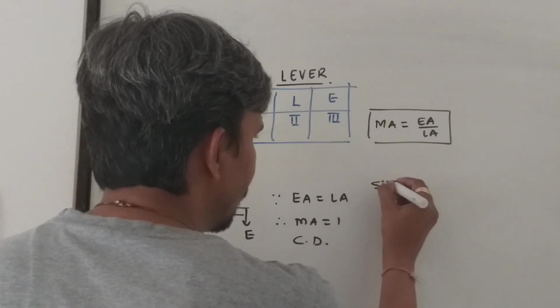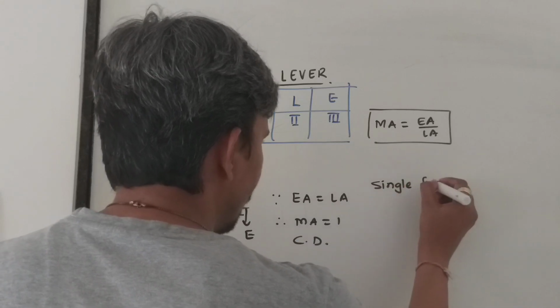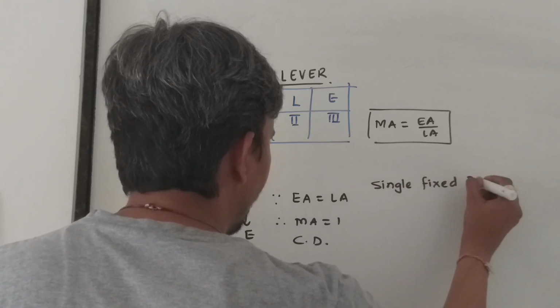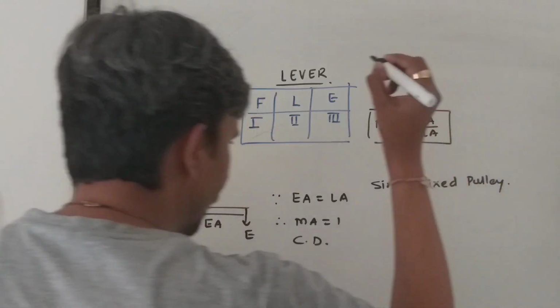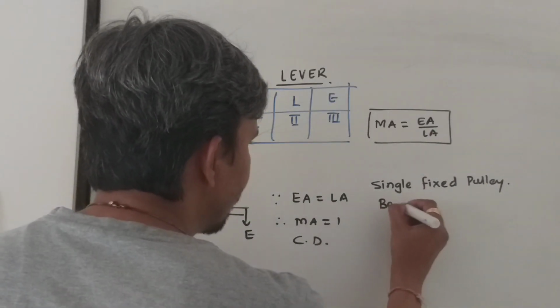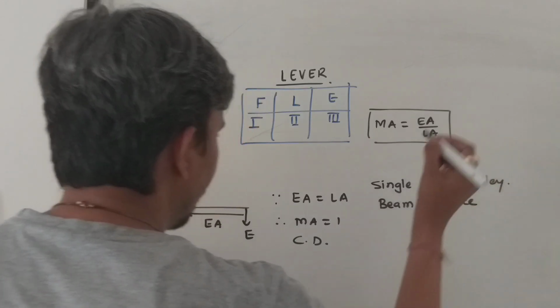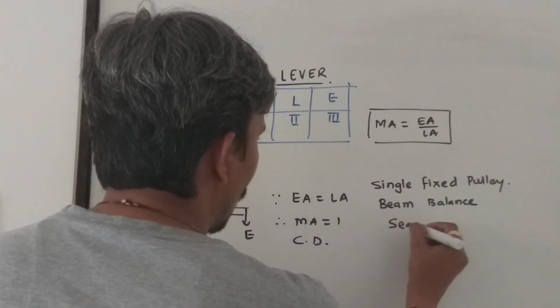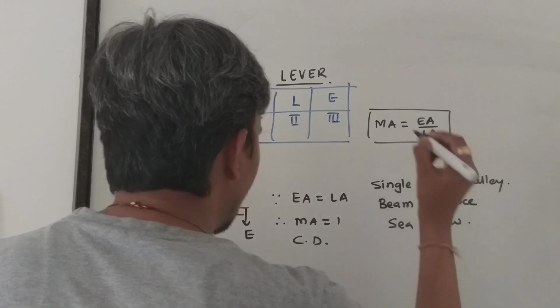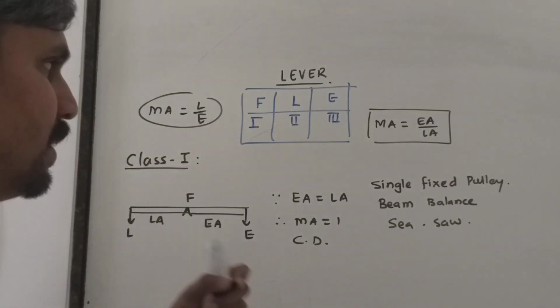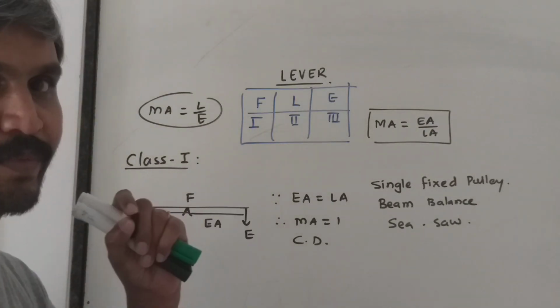The first is a single fixed pulley. Right, this is the one. You have a beam balance, and next will be your seesaw. These are three examples of class 1 lever where MA is equal to 1.